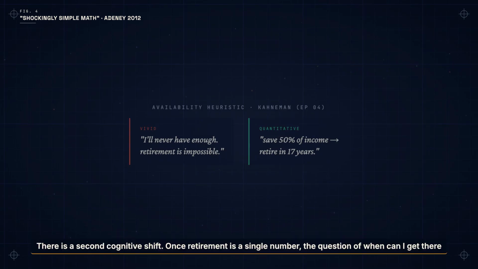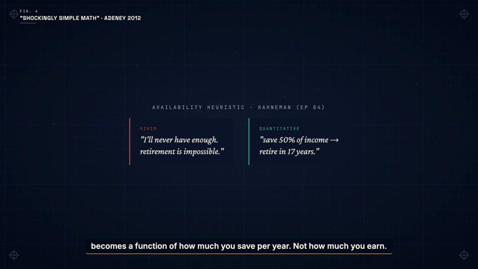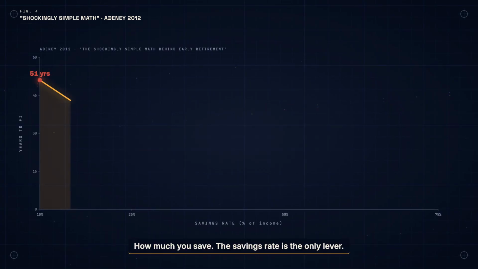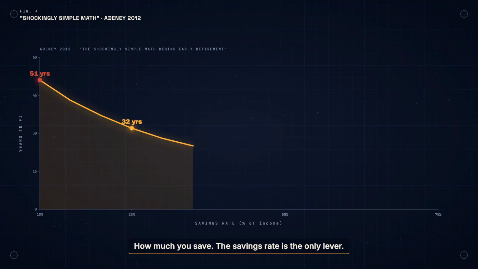There is a second cognitive shift. Once retirement is a single number, the question of when can I get there becomes a function of how much you save per year. Not how much you earn, how much you save. The savings rate is the only lever.